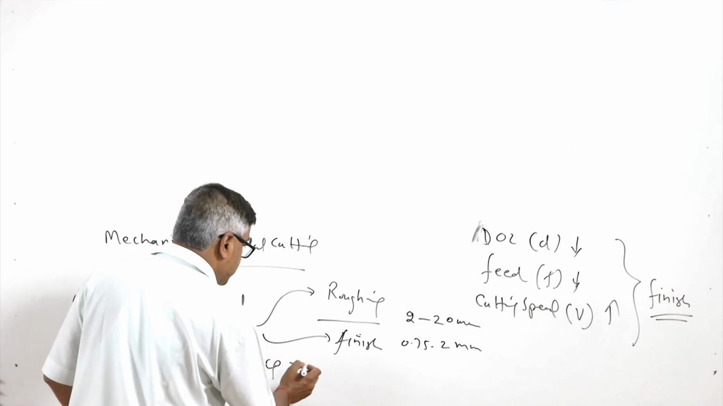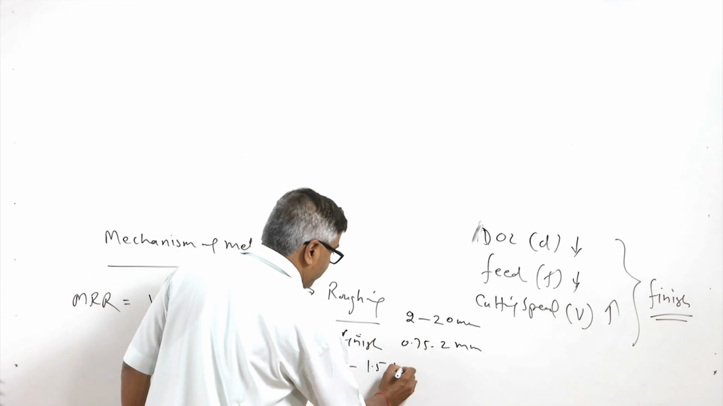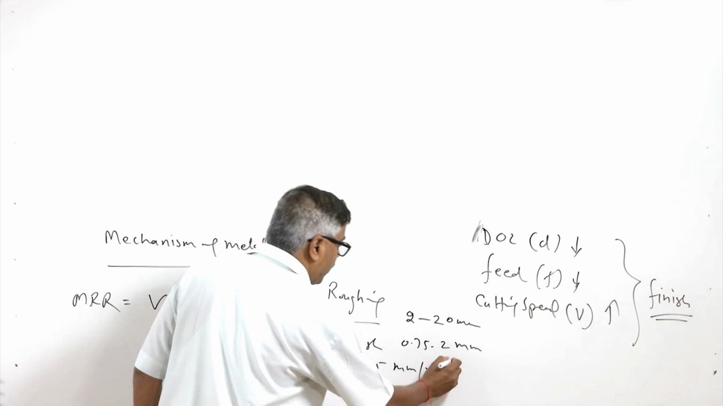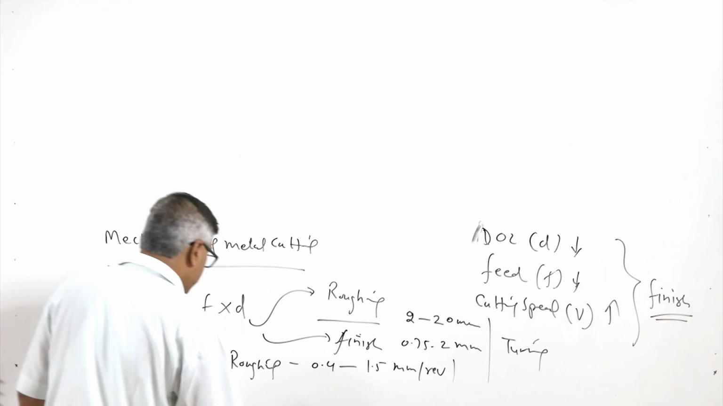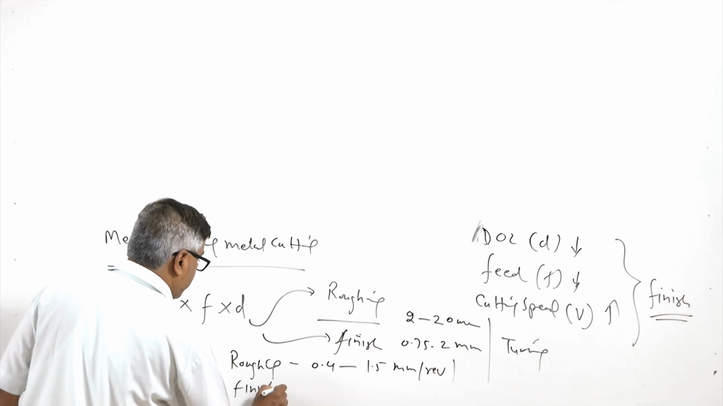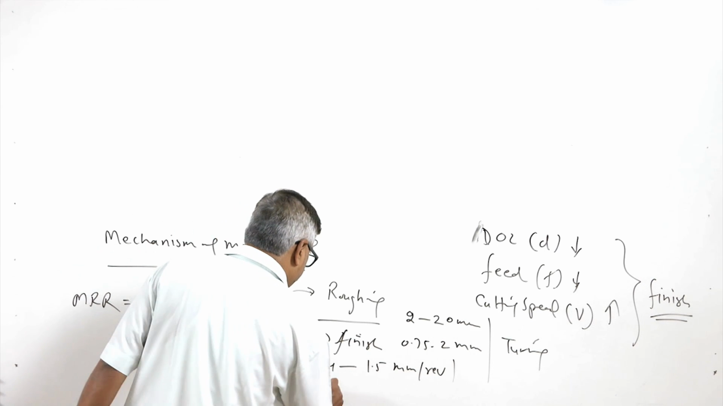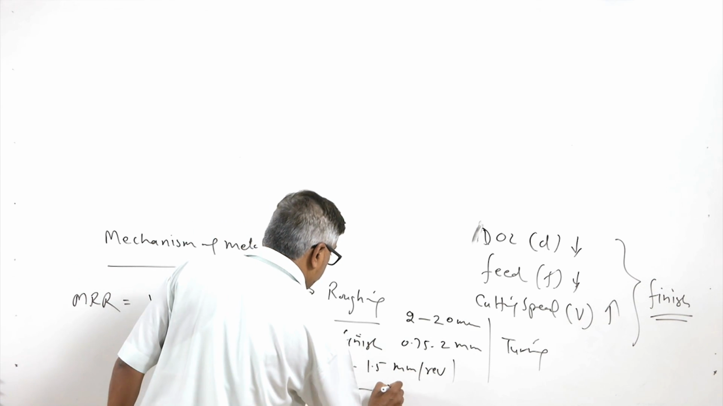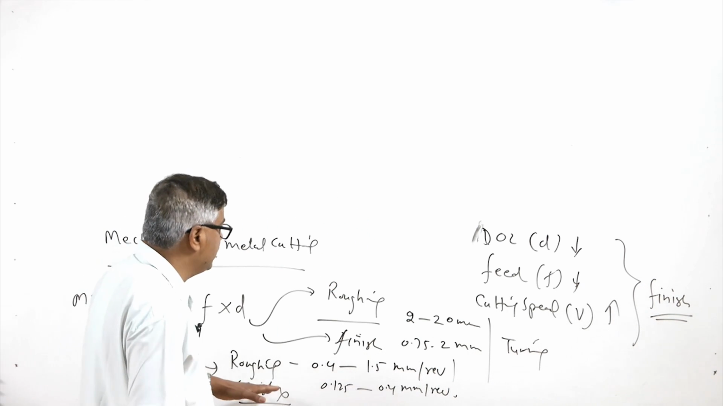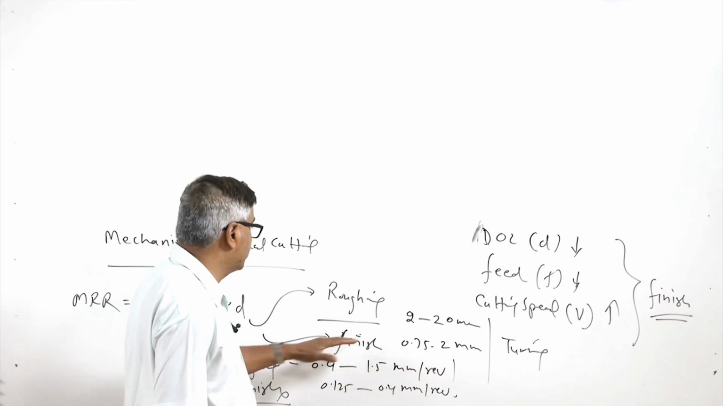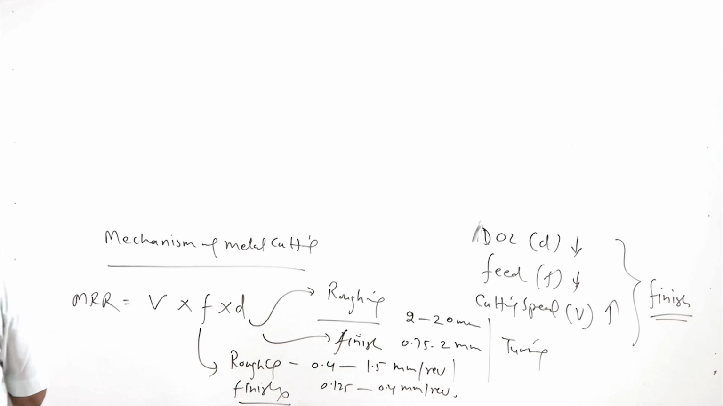Say for rough machining, the feed rate ranges from 0.4 to 1.5 per revolution. Of course, these are for the turning process, while for finishing, when a high degree of finish is to be achieved, it can range from 0.125 to 0.4 per revolution. So, fine feed and fine depth of cut are used for finishing, and high feed and high depth of cut are used for roughing.